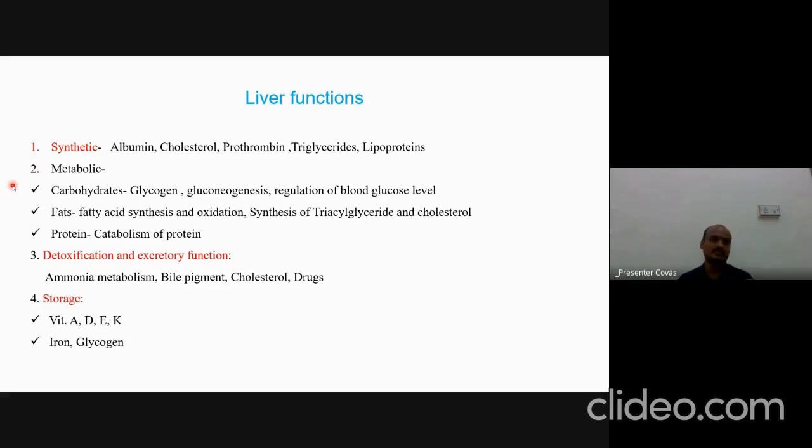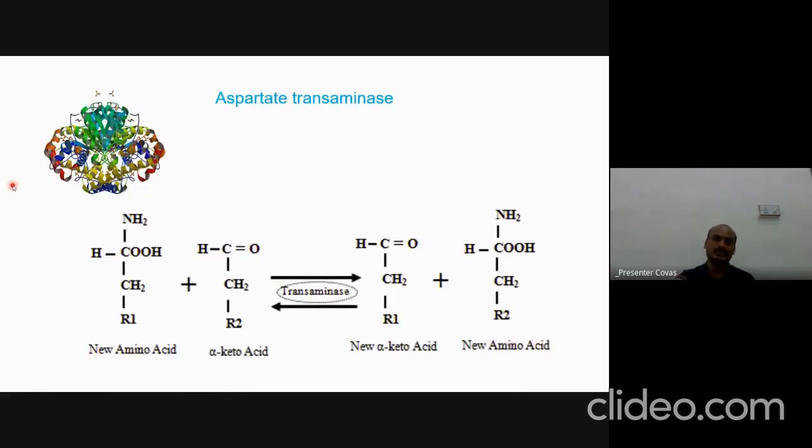Next, we have vitamin A, D, E, K storage inside the liver. So whenever we are taking nutrients, sometimes we have to store things. So these storage things happen in the liver. Next, iron and glycogen storage, it happens in the liver. So iron and glycogen storage can happen in the liver.